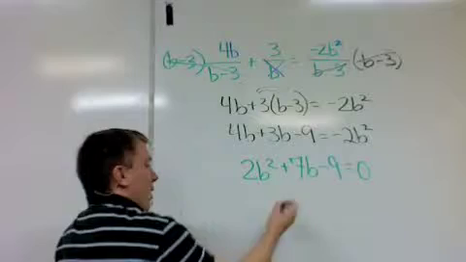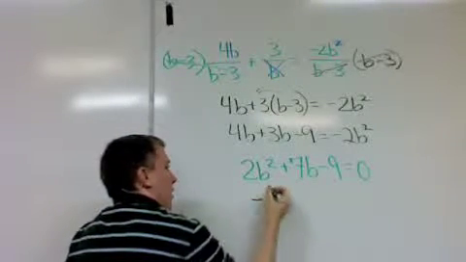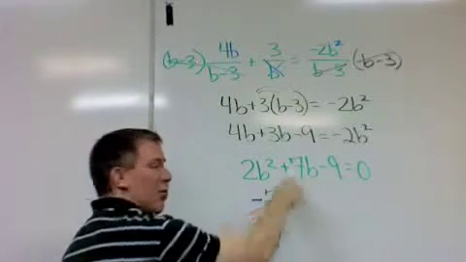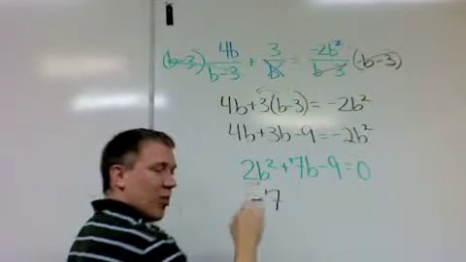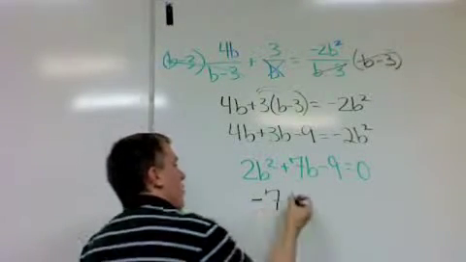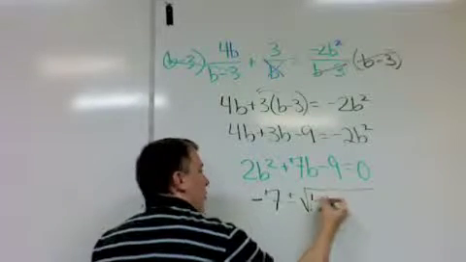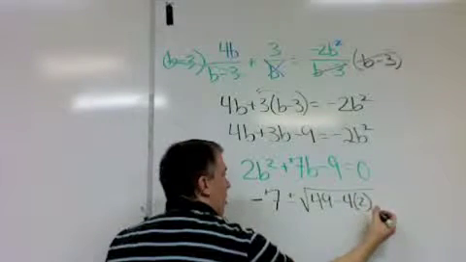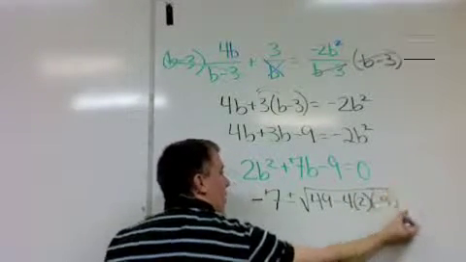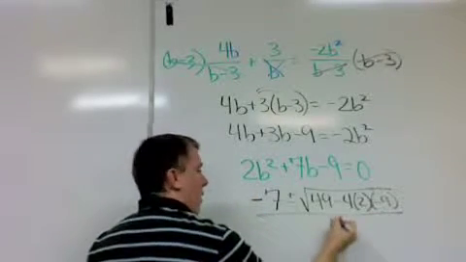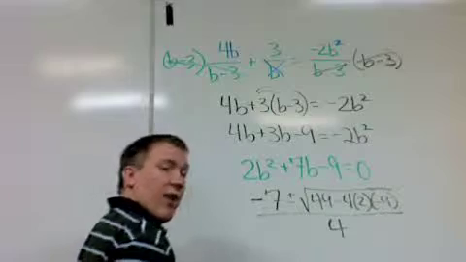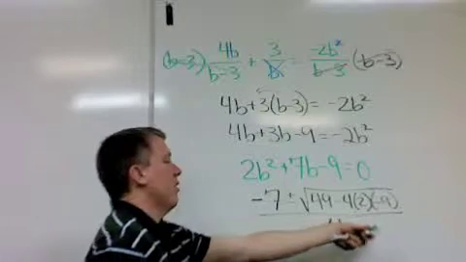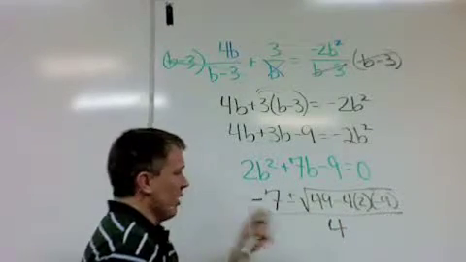So it goes negative b, so negative 7. And again, it's ax squared plus bx plus c. So even though I have a letter b here, it doesn't change it. Just pretend the b is an x. So negative 7 plus or minus the square root of b squared, so that's 49, minus 4ac, so minus 4 times a, which is 2, times c, which is negative 9, over 2a, and a is 2, so 4. Okay, so I'm going to simplify this fairly quickly. So minus 4 times 9 is 36, times 2 is 72. 72 plus 49 is 121.